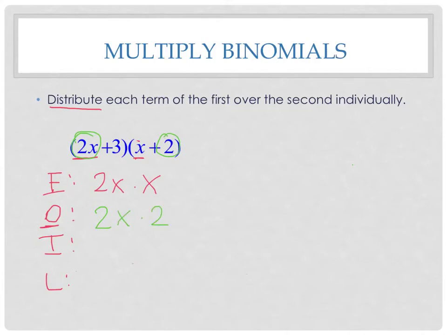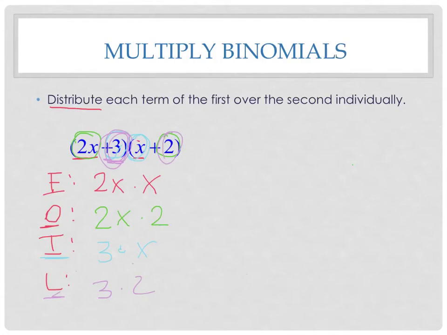The letter I talks about inside. So I'm going to take a look at the inside two terms and multiply them together, 3 times x. And finally the L in this particular situation, L talks about the last two terms, 3 and 2. Okay, so more of a vertical method.